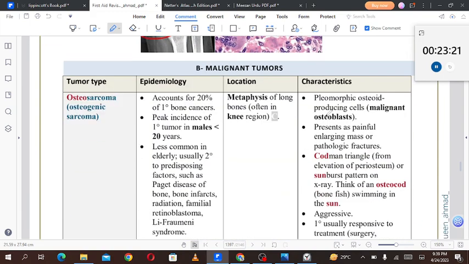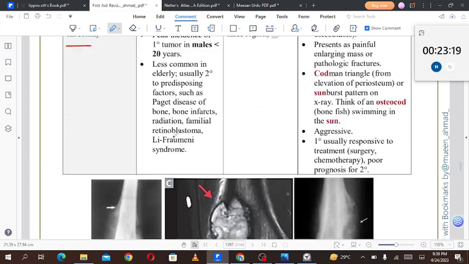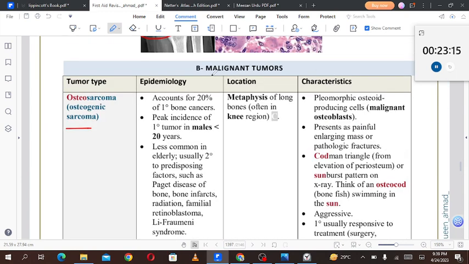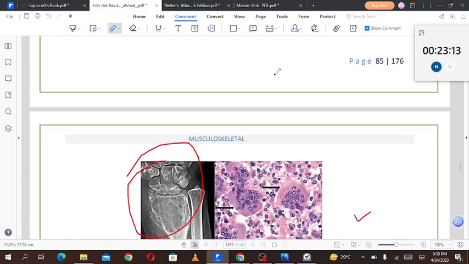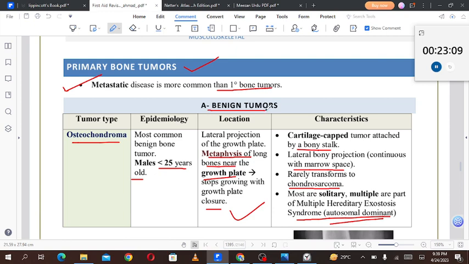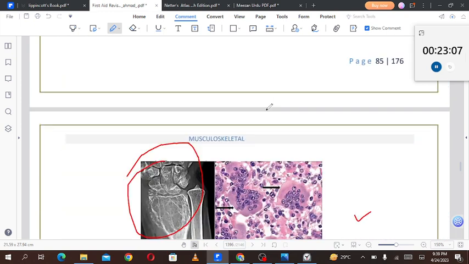Then we have the tumor type osteosarcoma, or osteogenic sarcoma. Now we are going to talk about the malignant bone tumors. Previously we have seen the benign bone tumors, the benign tumors of the bone. Now we are going to talk about the malignant bone tumors.